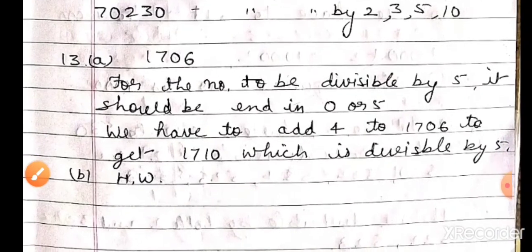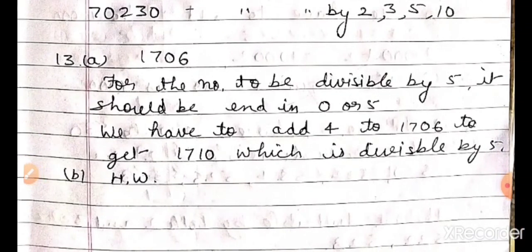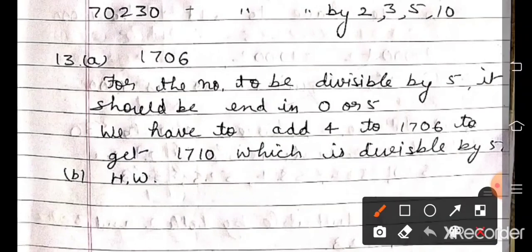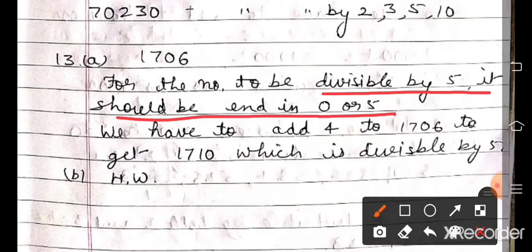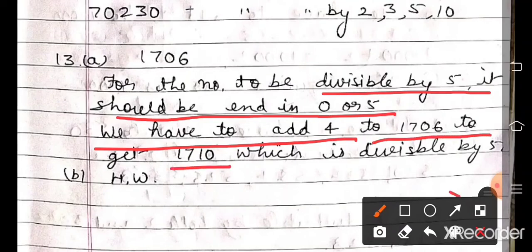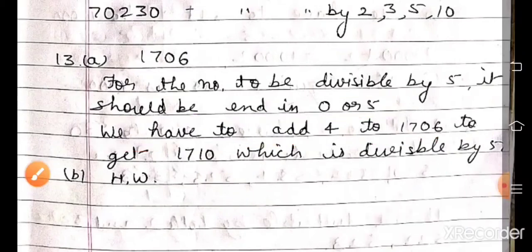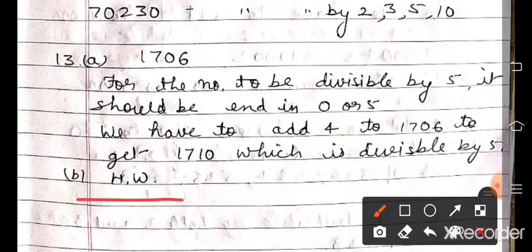Now the question number 13, to make divisible by 5, find the smallest number to be added to A part 1706. So for the division by 5, it should end in 0 or 5. So we have to add 4 to 1706 to get 1710, which is divisible by 5. Okay, now the B part is your homework.